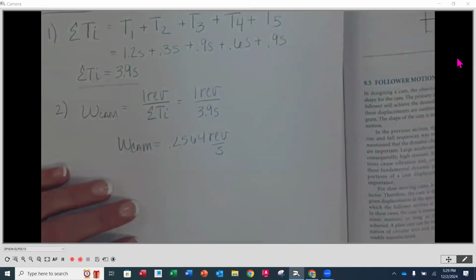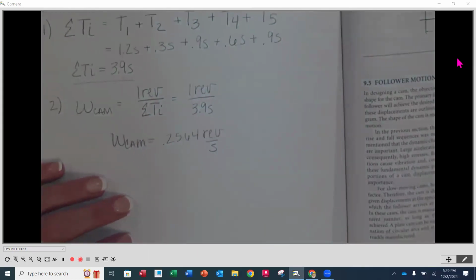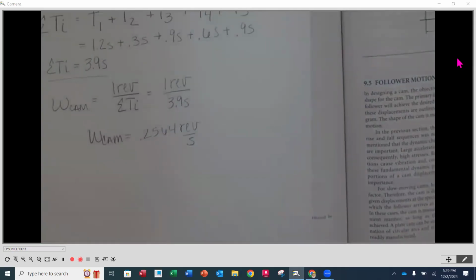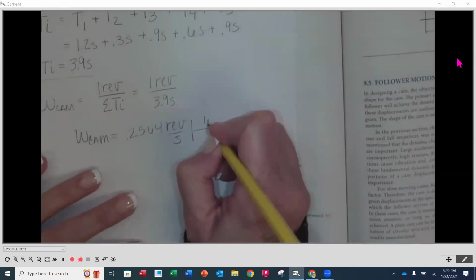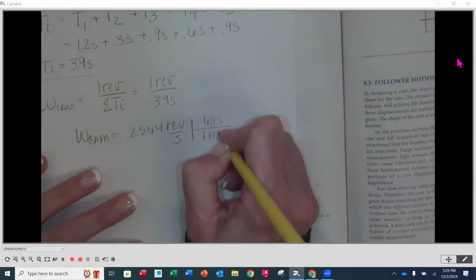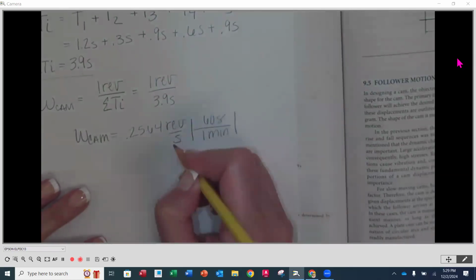And that number will come in handy in a little bit. So we do want to calculate that. But if we're reporting it, as Lex was questioning, we do need to change it to revolutions per minute, right? So 1 minute is equal to 60 seconds. So my seconds will cancel out.